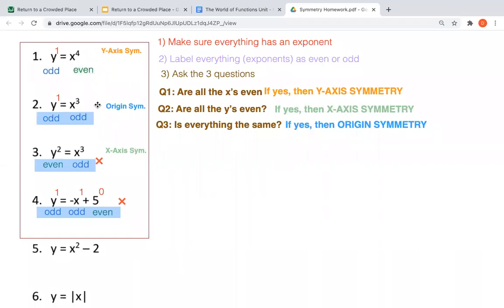So now when we look at our answers, number 1 had y-axis symmetry. Number 2 had origin symmetry. Number 3 had x-axis symmetry. And number 4, it didn't pass any of the tests, so no symmetry. And that's it for questions 1 through 4. Just repeat the process through this worksheet. Let's go take a look at 5 through 8 now.